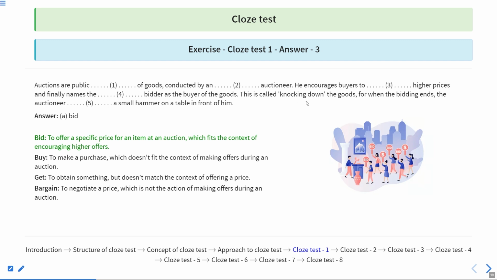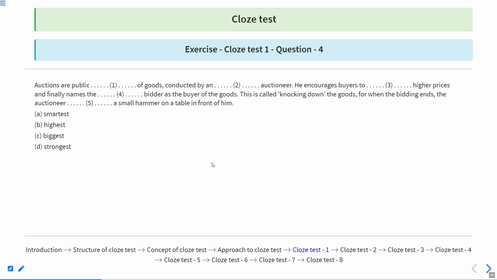Similarly, bargain. So, he encourages buyers to bargain higher prices. Strictly not true, because bargain means to negotiate a price. This is not the action of making offers. There is no bargaining being done here. It is as people make an offer, other people make an offer. The highest bidder is actually awarded the particular thing that is being sold.